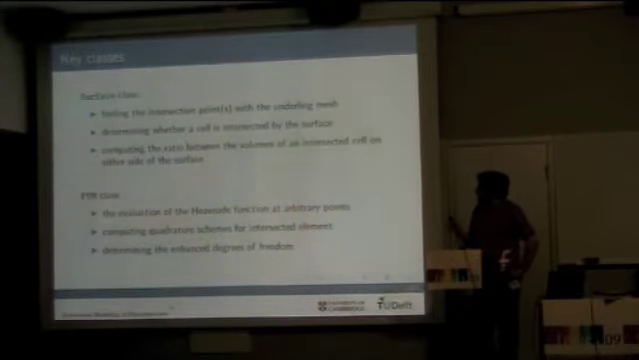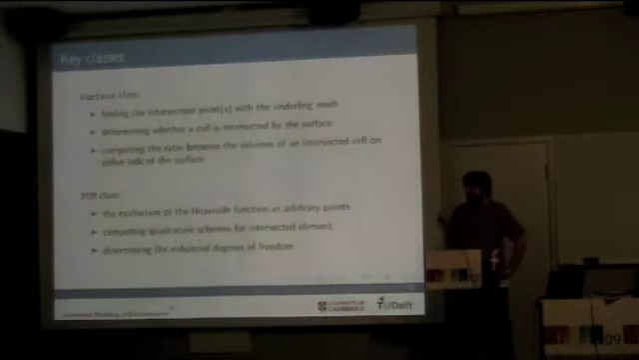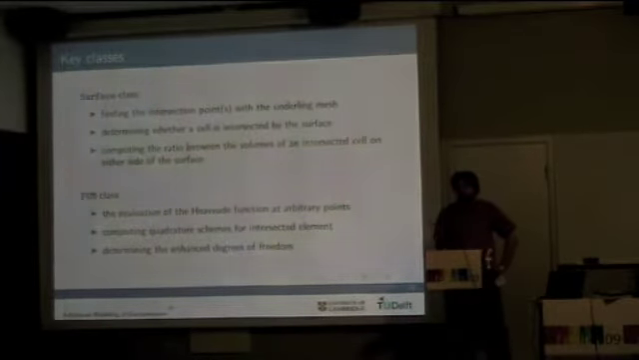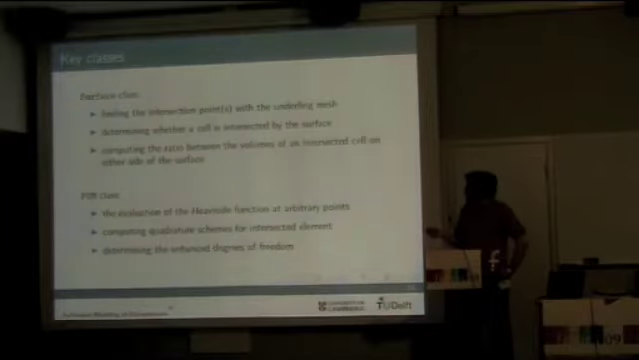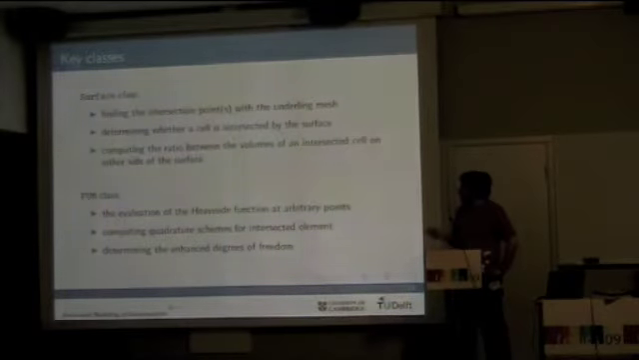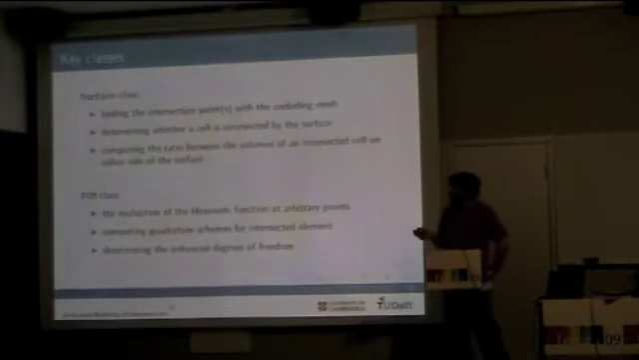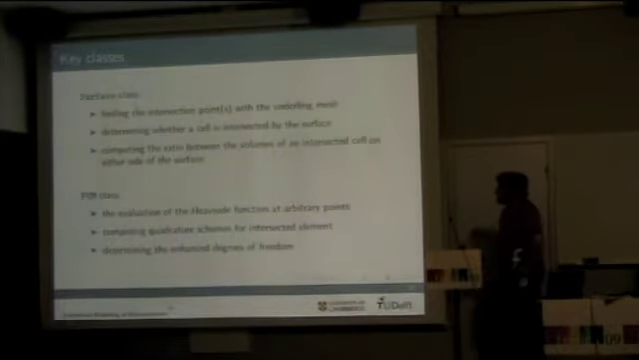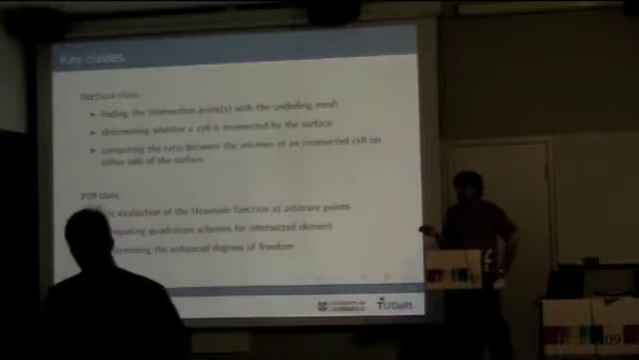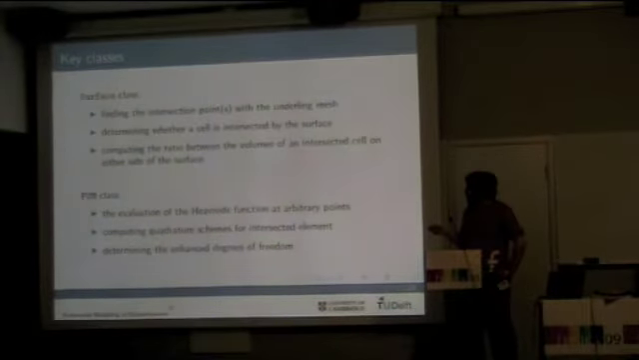And the POM class, which is the main class that we pass to our linear form and bilinear form, has these three main activities. The first one is the evaluation of the Heaviside function at arbitrary points. Then, for the cells which are intersected, we need to compute a new quadrature scheme. And the most important part is determining the enhanced degrees of freedom.